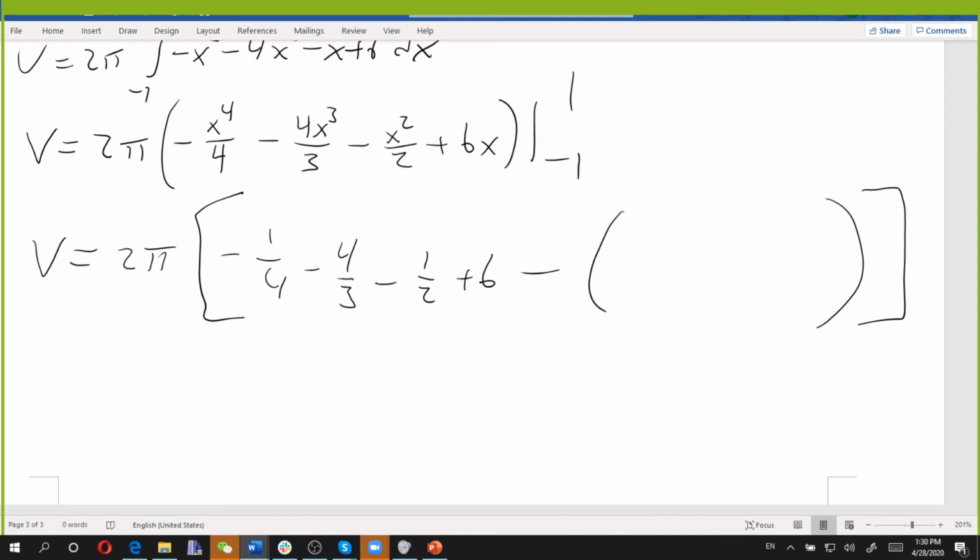When I plug in that negative 1, for all of the even powers nothing will change for the sign, but the odd powers will change sign. So this will still be negative 1/4, but the next one will be plus 4/3. The sign changed for all of my odd powers, 1, 3, and did not change for my even powers, 4, 2.